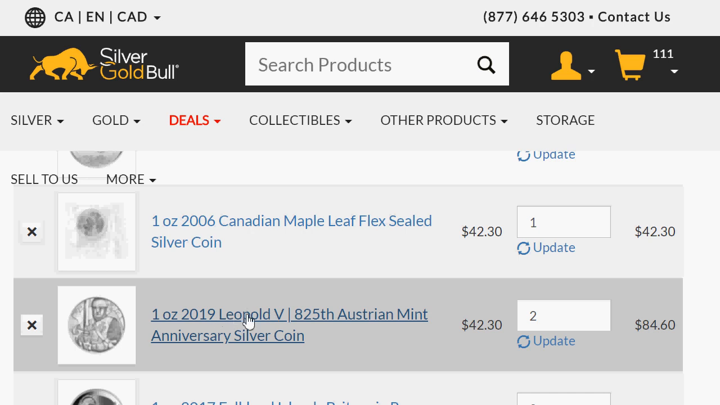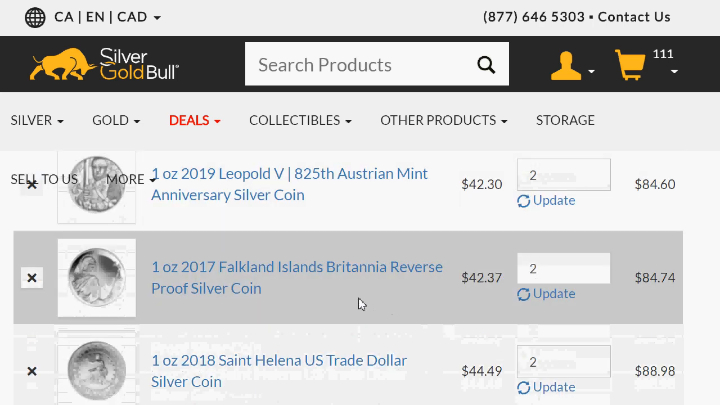2019 Leopold V, 825th Australian Mint, 2 of them. Falkland Islands. I used to play Risk, and the Falkland Islands was a sub-series on it, and that's why I knew all about the Falkland Islands even 15 years ago, because of the video game. It's down in the Africa area, because that's where the video game part is.